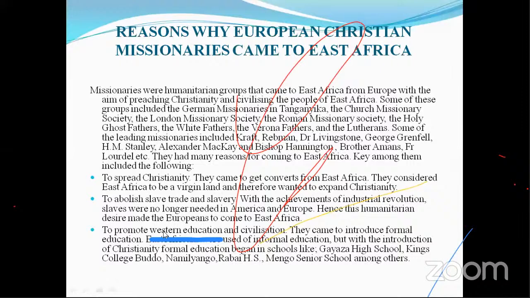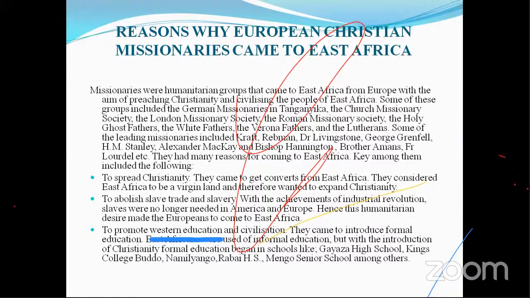So we are saying that they came to promote Western education. They came to introduce formal education in East Africa, and we are saying this was to replace the informal education. But with the introduction of Christianity, female education began in schools like Gayaza High School, King's College Budo, Namiyango, Rubaga High School, Mengo Senior School, among others.